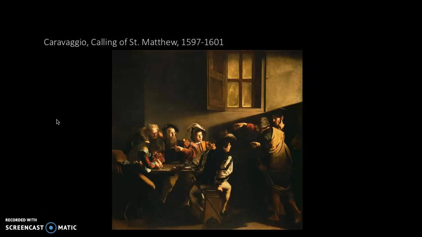It makes the story of Matthew much more relatable to us, and that's part of the mission of the Counter-Reformation. We can identify with these figures. They're not wearing classical togas. They're wearing typical dress of Italy at the time.